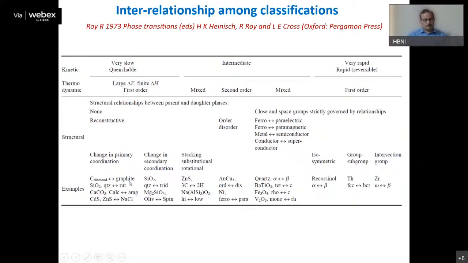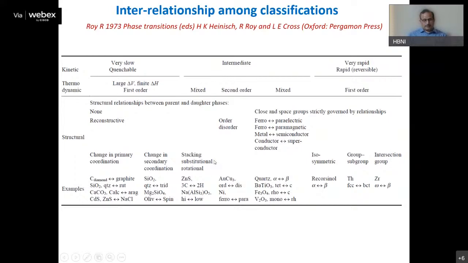And because this costs large energy, it is also very slow. So this can be quenchable. In fact, that is the reason why we are able to have diamond under ambient conditions. Diamond is a metastable phase, but still we use it under ambient conditions. In fact, the whole high pressure physics research is based on the diamond phase of carbon.